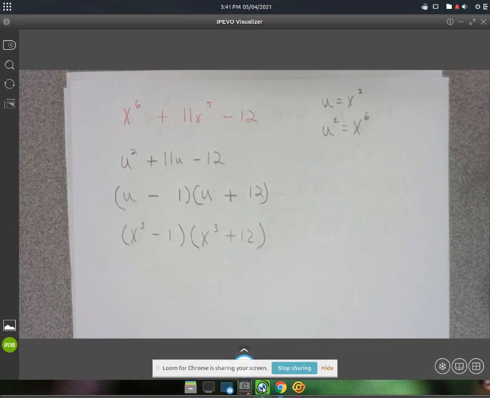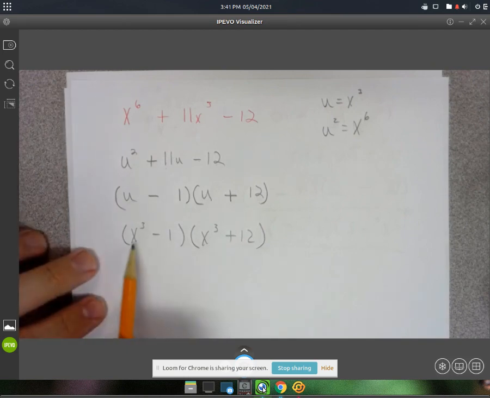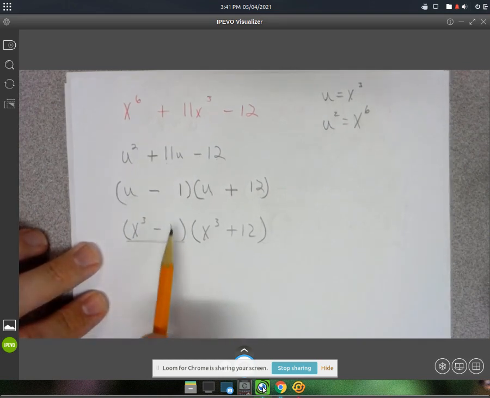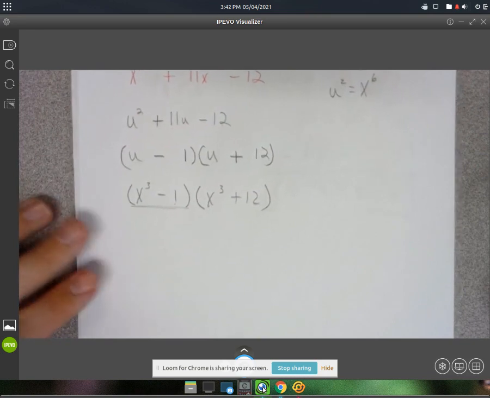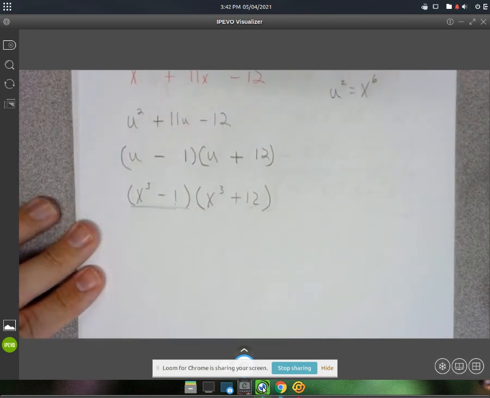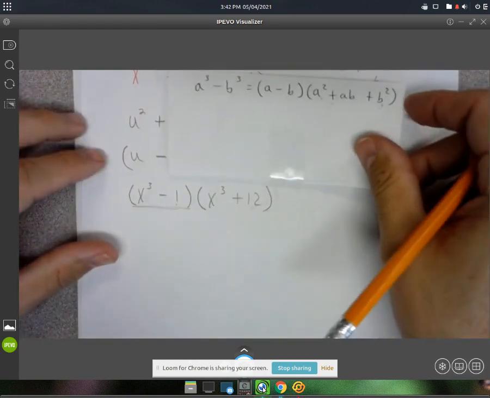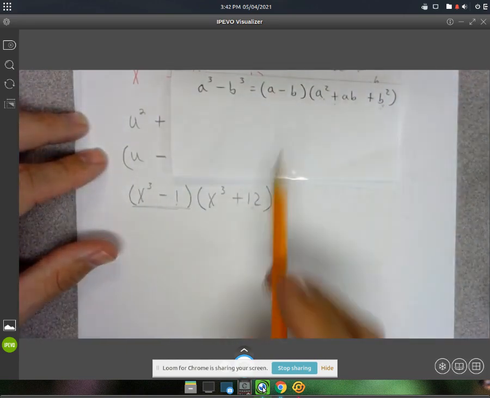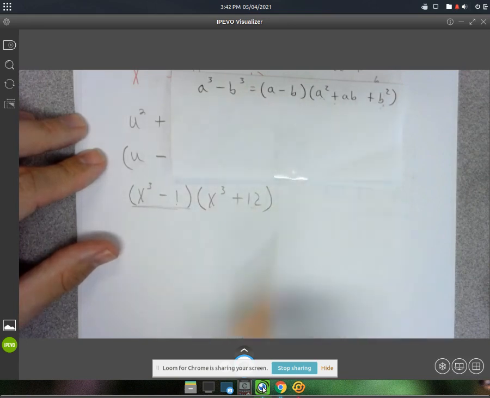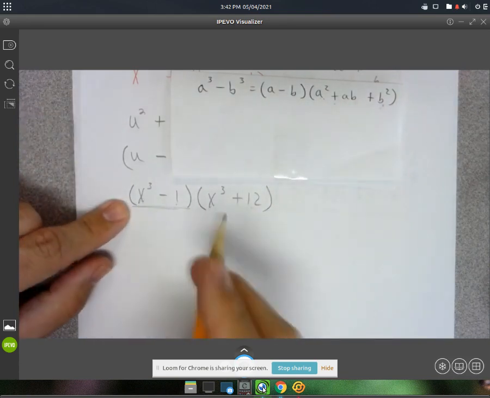Nice. All right, so this is true, but this thing will actually factor a bit more, just a little bit more, sorry. This right here is going to be a difference of cubes, all right? 1 is a perfect cube, and x to the third power is a perfect cube. 12 is not a perfect cube, so I can't do it with that one. So my difference of cubes formula here, it's going to be a minus b, so that's going to be x minus 1.